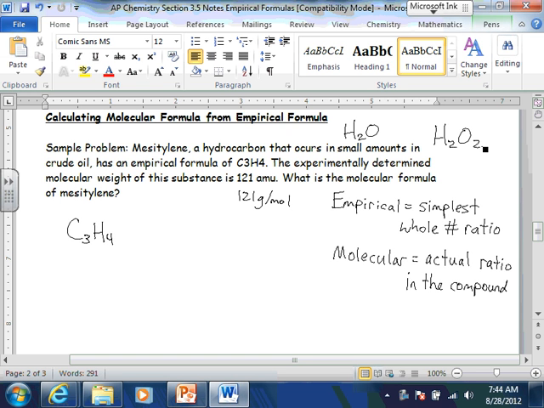Now, the way that we figure this out is we find the molar mass of the empirical formula. So they gave us this empirical formula, C3H4. The molar mass of that, again, I'm being a little bit approximate here, is going to be about 40 grams per mole. The molar mass of the actual compound, now remember, the empirical formula is not the actual compound, that's just the simplest whole number ratio. The actual compound is going to be 121 grams per mole. So you can probably already tell where this is going.